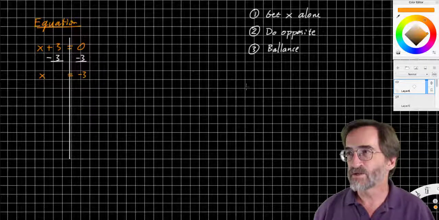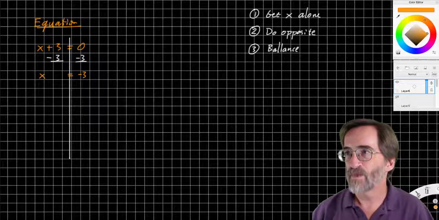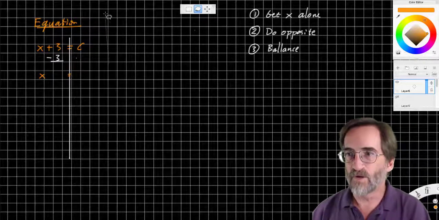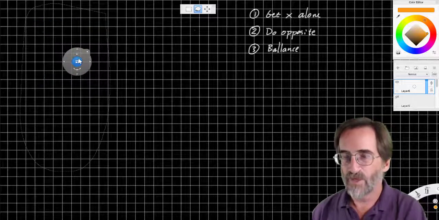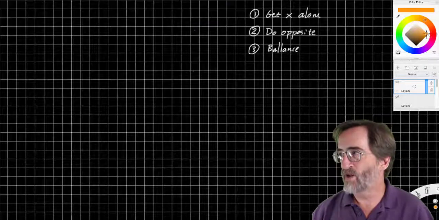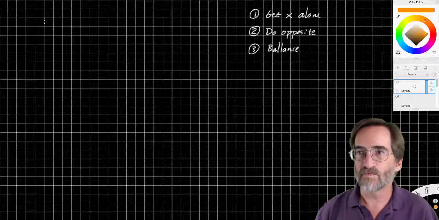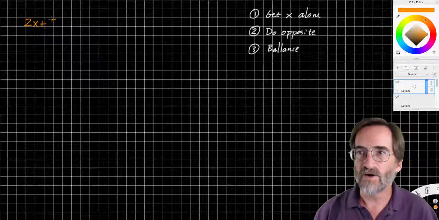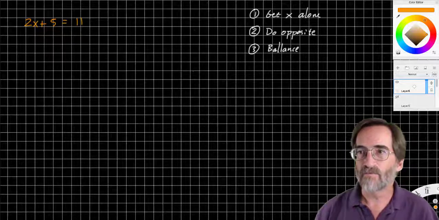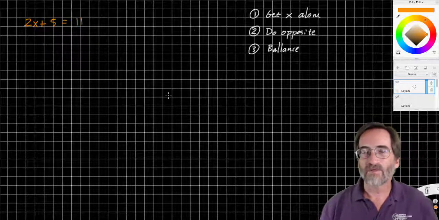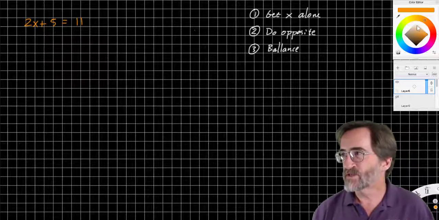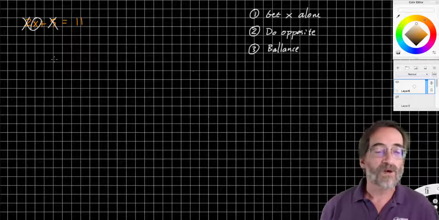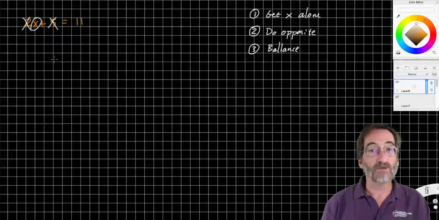So let's do a two-step equation. This is going to add one more layer to our 3 steps here. Let's say we have 2x plus 5 is 11. Now we have a little bit of another problem. We've got x here that we'd like to get alone, but x now has 2 neighbors, a 2 and a 5. And the question obviously comes up, which neighbor do I get rid of first?